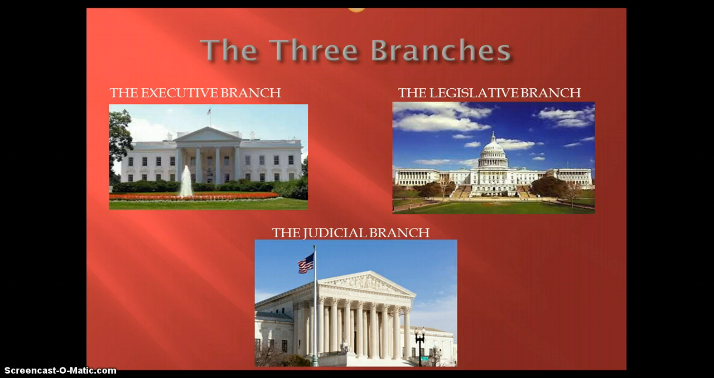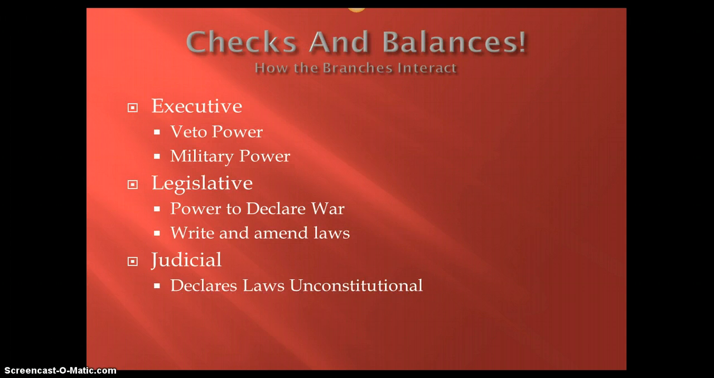If any law isn't upholding the Constitution or in the best interest of the nation, the Supreme Court gets the final say into whether or not that law is abolished or has to be amended. And that leads us to checks and balances. And this is how the branches interact, and it's how the government ensures that it won't ever become a tyranny like under the British monarchy.